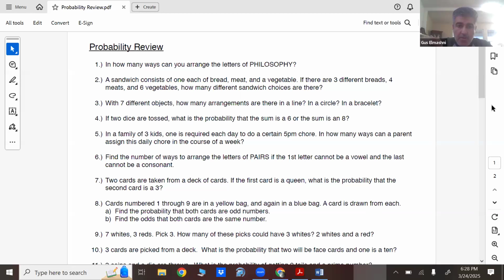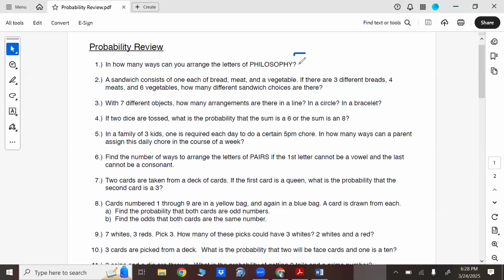The sandwich consists of bread, meat, and vegetable. There are 3 breads, 4 meats, 6 vegetables. How many different sandwich choices are made? So it's the same thing, actually, if you think about it. The whole essence here is called the multiplication counting principle. You count all the ways each thing could happen. So of all the breads, you only pick one of them.